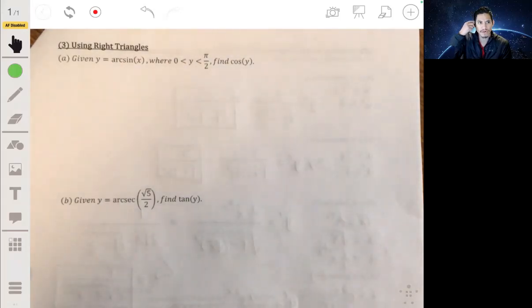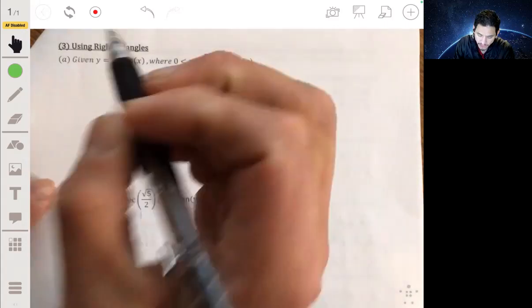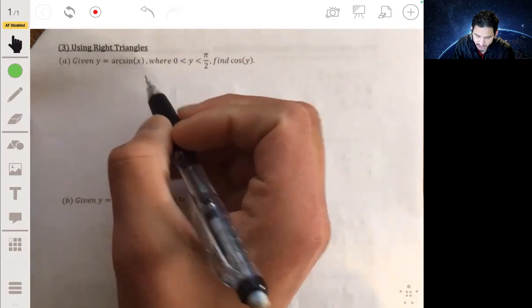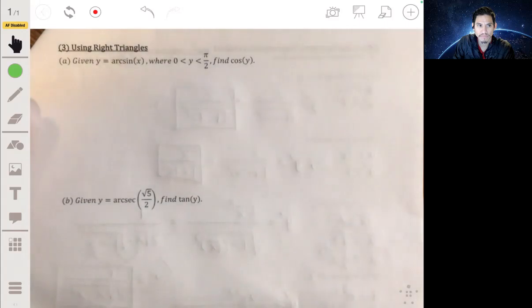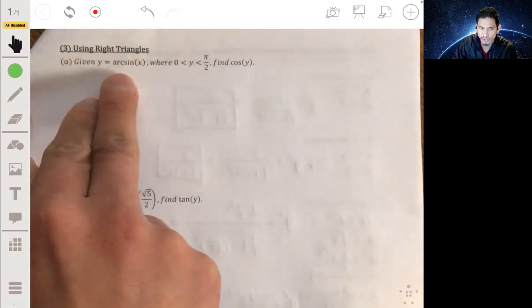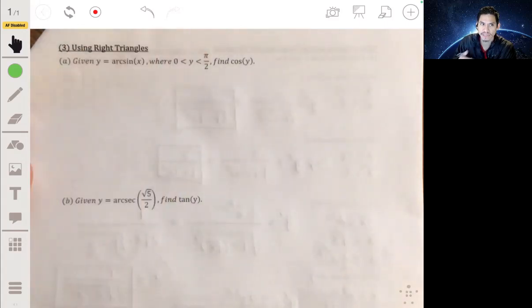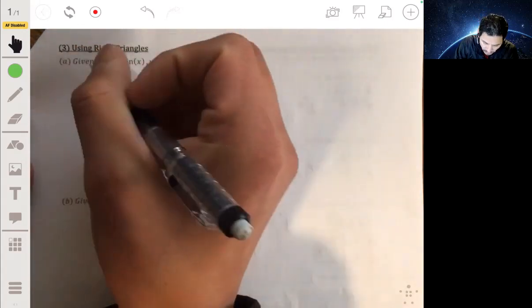Okay, so now I'm going to go over reviewing how we can solve for inverse trig function equations using right triangles. Here we're given that y is the arc sine of x, and we've got to find the cosine of y. So what we're going to do is rewrite this in terms of the sine of y.